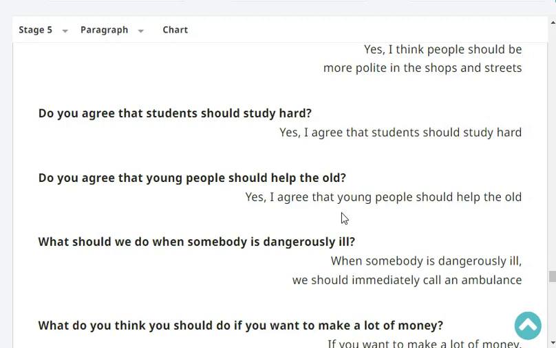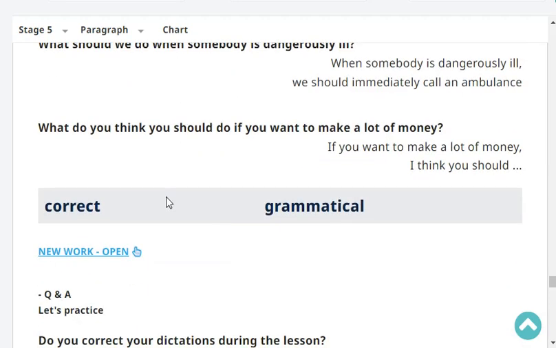What should we do when somebody's dangerously ill? When somebody is dangerously ill, we should immediately call an ambulance. Very good.